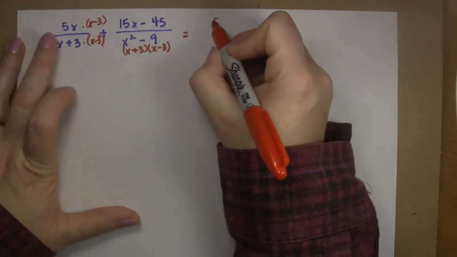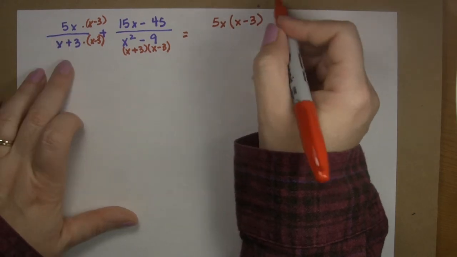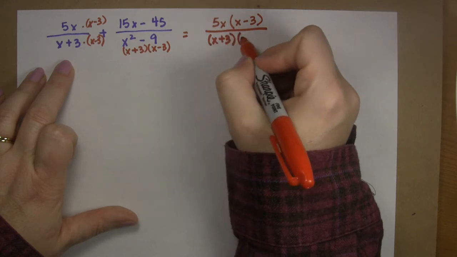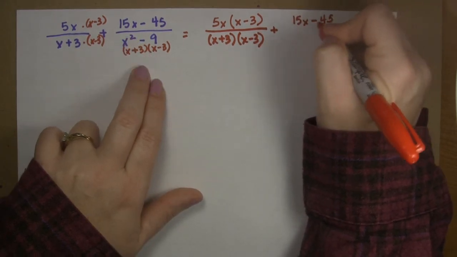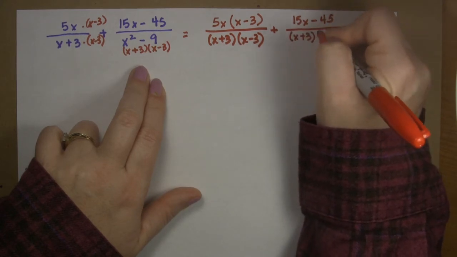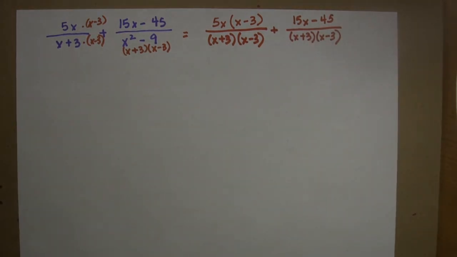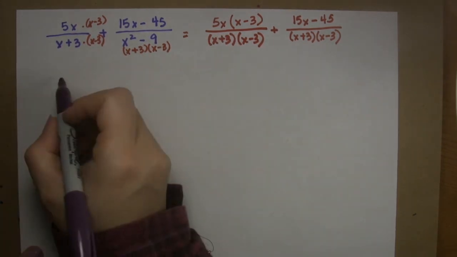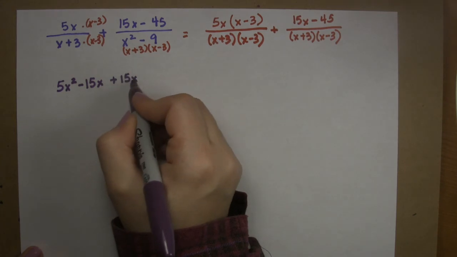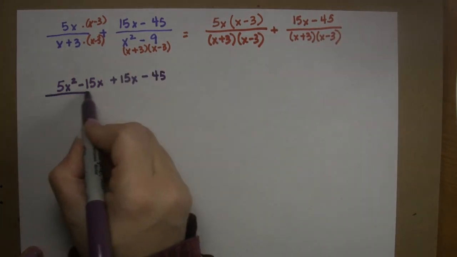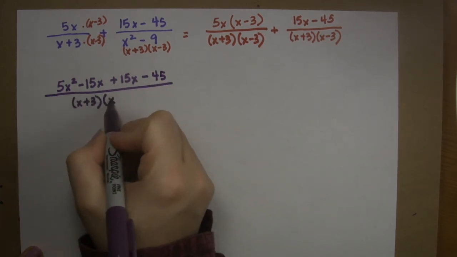So let's just clean this up a little bit. Up on the top here we have 5x times x minus 3 over x plus 3 times x minus 3, plus 15x minus 45 over x plus 3 times x minus 3. All right, that looks a lot better. Let's put it all on one line and see what that gives us. As long as I'm doing that, I'm going to go ahead and distribute this 5x because I'm going to eventually want that. So, distributing the 5x, I get 5x squared minus 15x plus 15x minus 45, and that is all over x plus 3 times x minus 3.